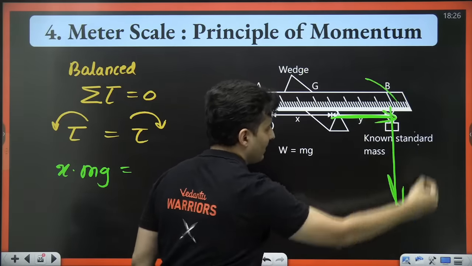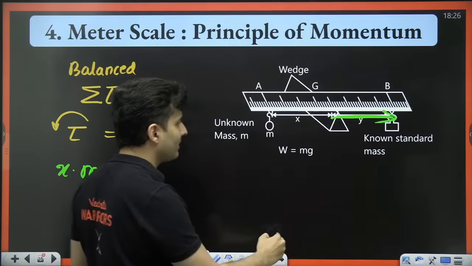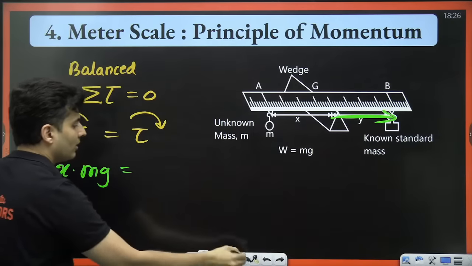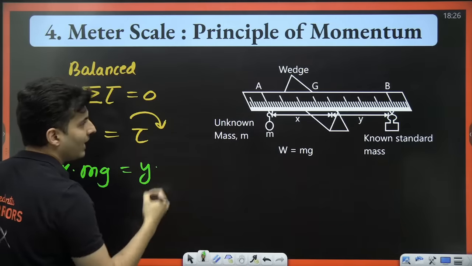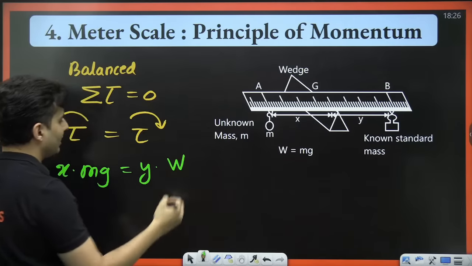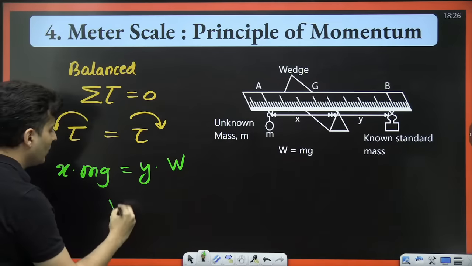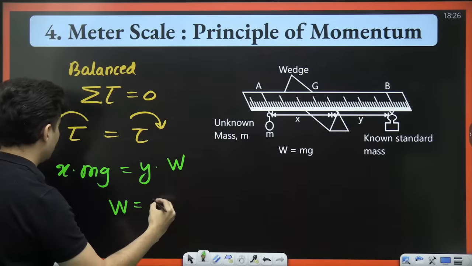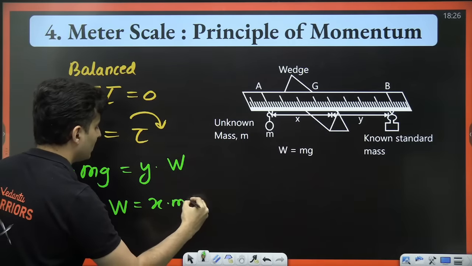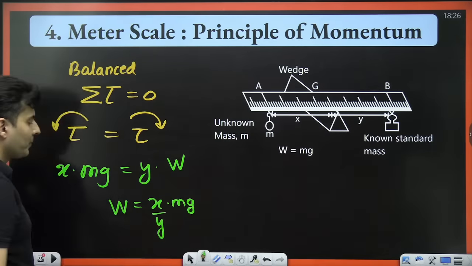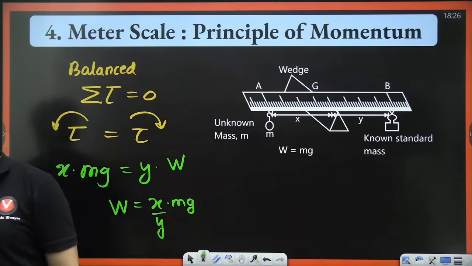the mass over here tries to rotate it clockwise, so the torque produced will be nothing but y into that unknown weight. Solving this, you can find the value of W, which is nothing but X mg divided by Y. Is that understood, my dear warriors? That's all.